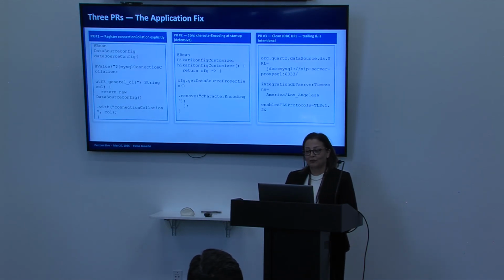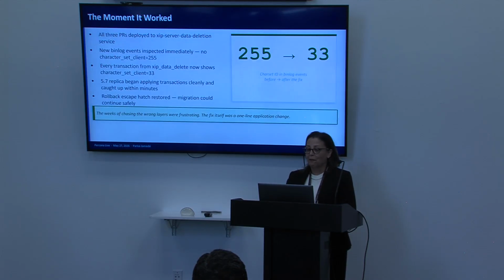That was the change in the application. We decided to delete the encoding and just keep the collation. When we dropped the encoding of UTF-8, the connection was honoring the collation, which was utf8mb3. After that, everything worked. All of the 255 was translated to 33, and there was no 255 anymore. Everything was set, client was 33, and the 5.7 replica began applying transactions. It was one small change in the application: drop the encoding, that's it. It solved all of the problems that we had.